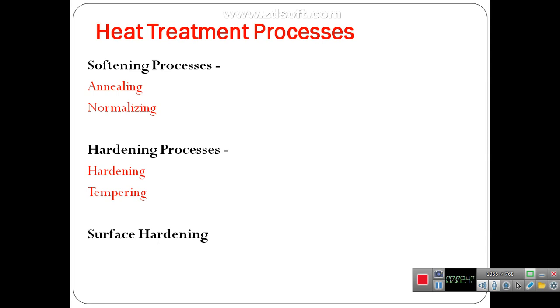Next one is hardening. The main aim of the hardening process is to make the steel very hard and tough. In this process, the steel is heated at 30 to 40 degrees Celsius above the upper critical temperature and then followed by cooling to room temperature by quenching in water or oil. It is the opposite process of annealing.